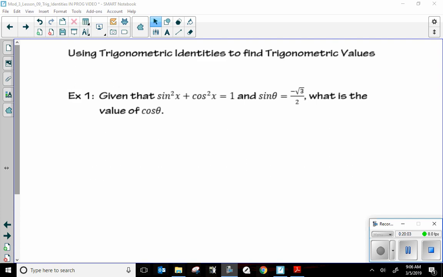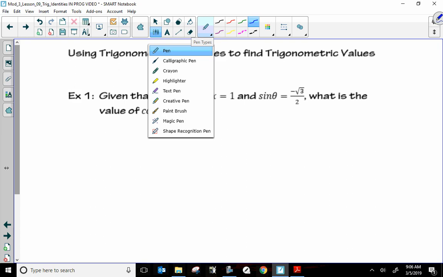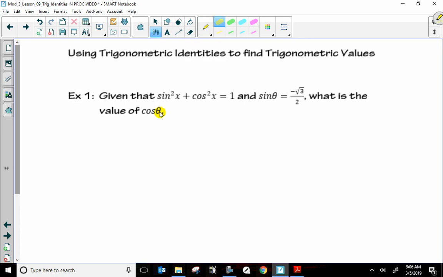First thing I notice, you see how it says theta here? Then it should say theta here. If it says theta here, it should say theta in the other, or if it says x here, then it should say x here. So just know that they represent the same thing, okay? So let's get rid of this.